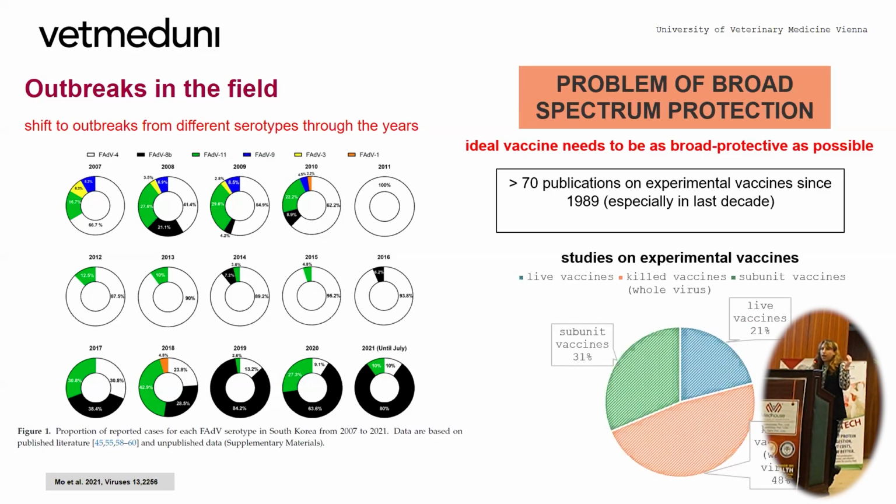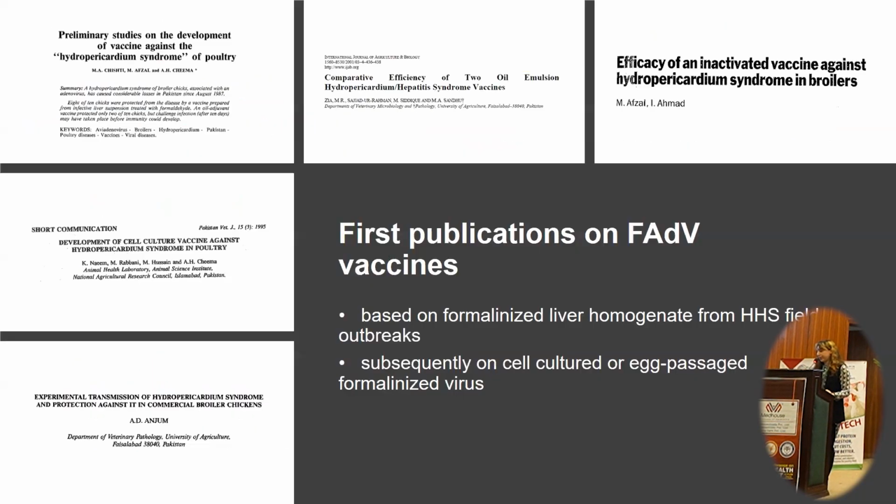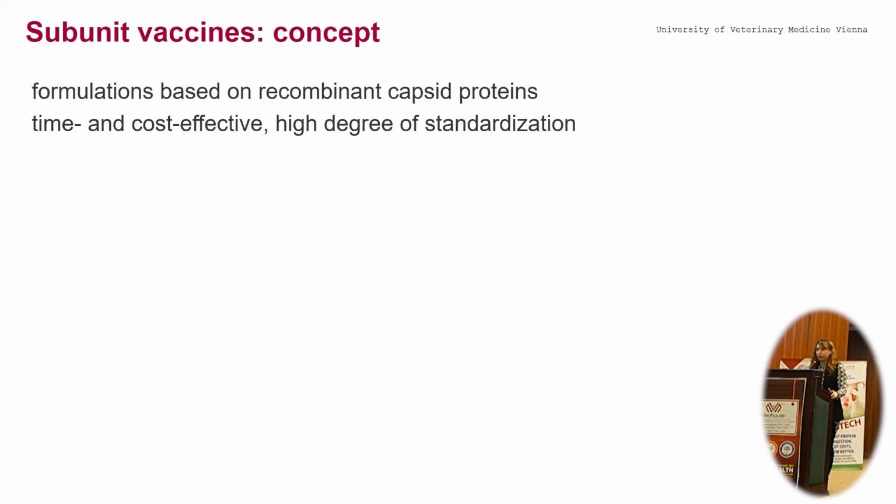Obviously, people are aware of that. There is a lot of research going on, more than 70 publications, and they're especially concentrated in the last few years. This is why this is also an honor to be here in Pakistan talking about it. As Professor Naeem already said, this is the first country that actually reported vaccines against Fowl Adenovirus. So really, without you, this talk won't be possible.